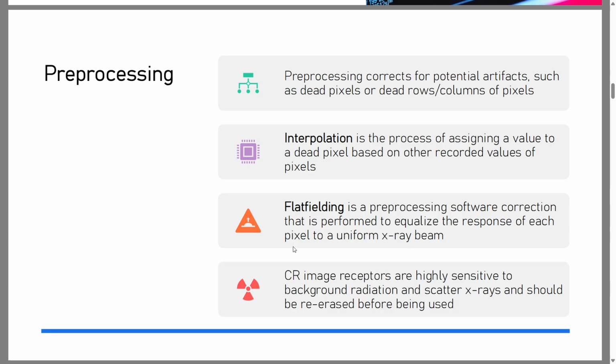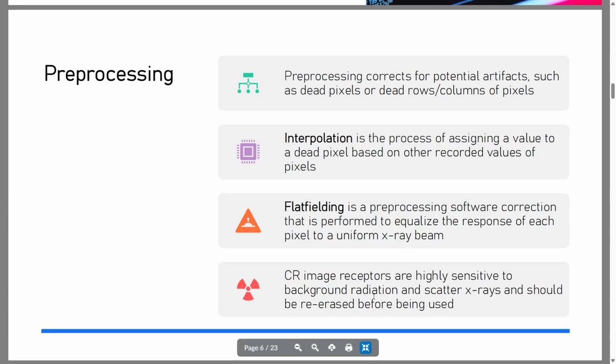Flat fielding also is a pre-processing correction to kind of equalize the response of each pixel to a uniform X-ray beam. So it kind of averages out pixels and makes it so that there aren't areas where there should be certain levels of contrast showing up as different levels of contrast. So it kind of overall equalizes that response.